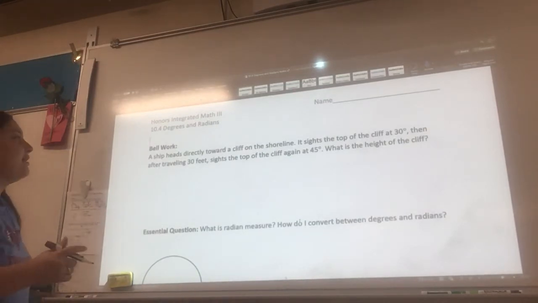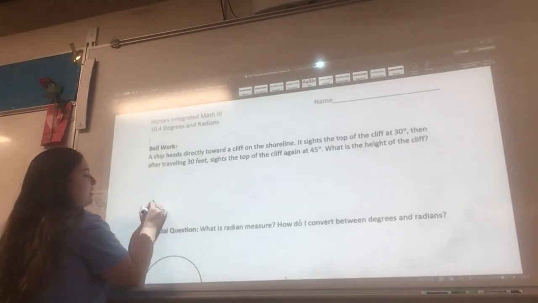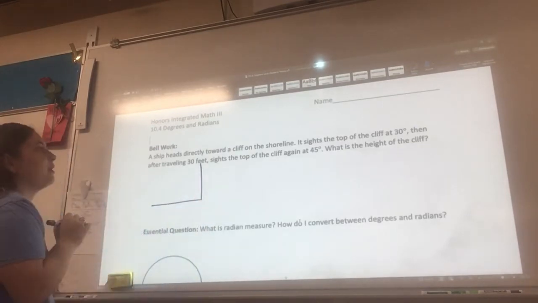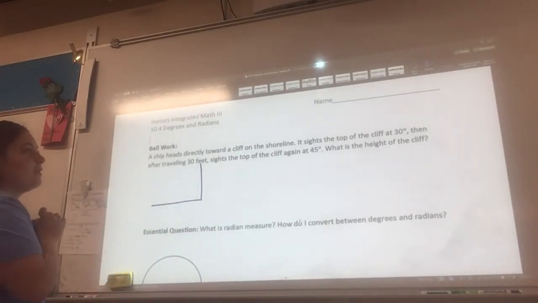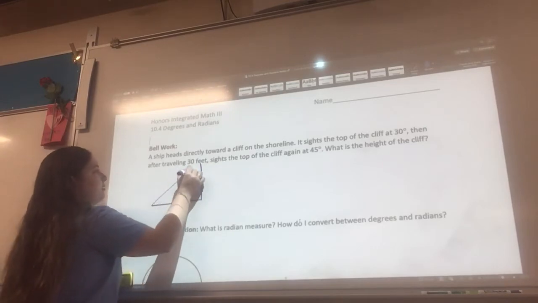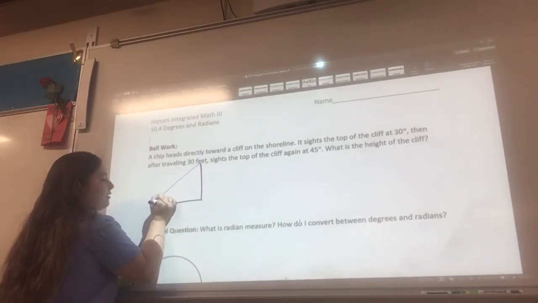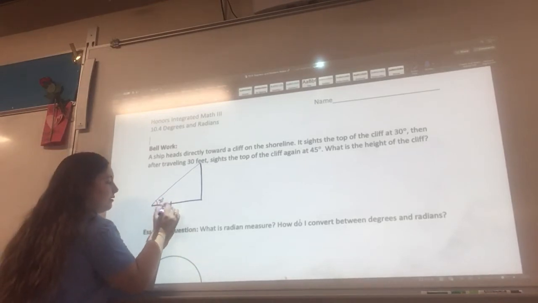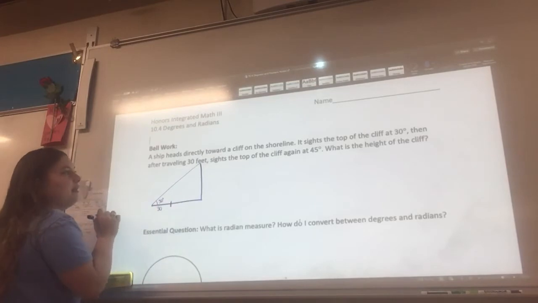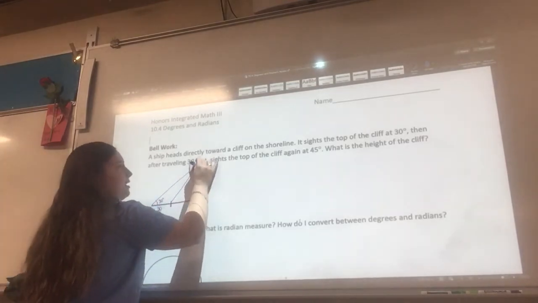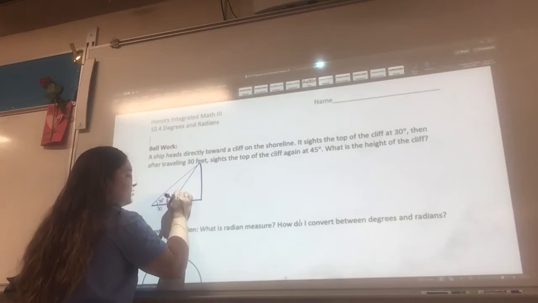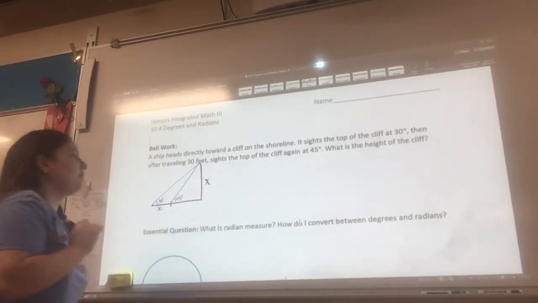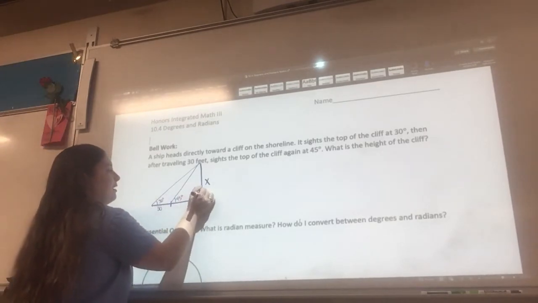A ship is heading directly toward a cliff on the shoreline. It sights the top of the cliff at 30 degrees. And then it's going to travel 30 feet. So it traveled 30 feet. And then it sights the top of the cliff again at 45 degrees. We want to know the height of the cliff and see if we can figure it out.